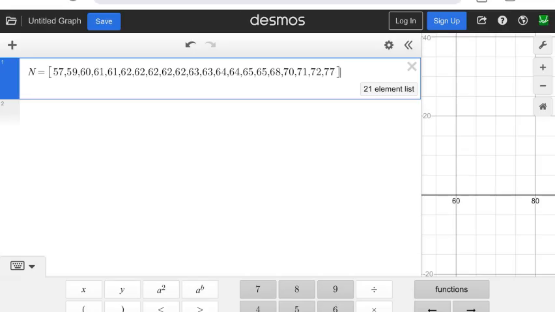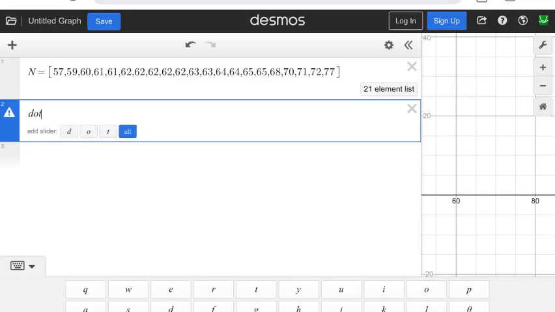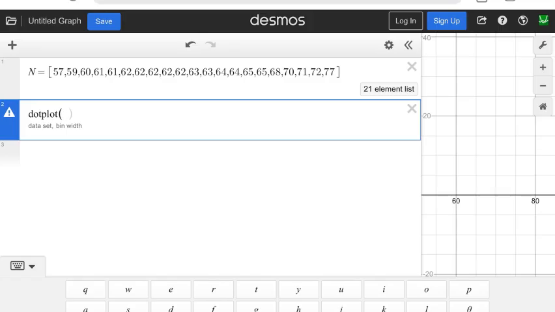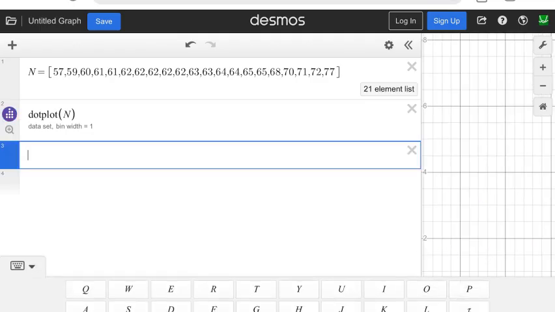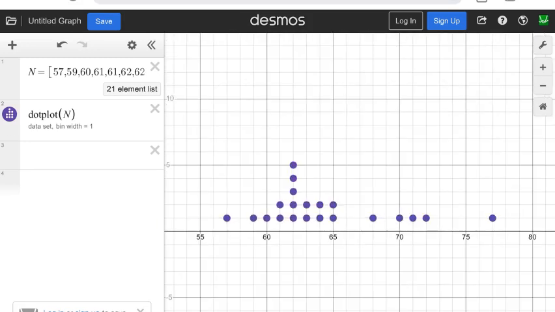So we are going to use Desmos on this. I'm going to go over to Desmos, and my data has already been put in. So you'll put that data in. We want to create a dot plot, so we are going to type in dot plot, and then hit the little magnifying glass. Let me slide this over. There we go. Now hit the magnifying glass. If our data is just whole numbers, then our bin width would be 1.